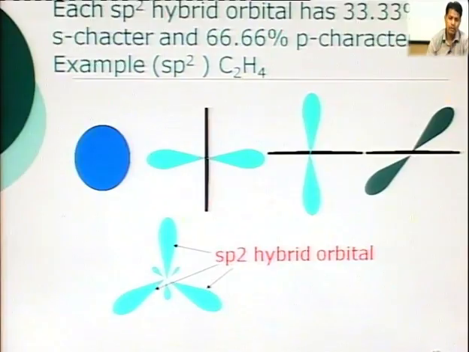The figure shown below is the sp2 hybrid orbitals. There are 3 sp2 hybrid orbitals. So, when one s and 2 p orbitals are intermixing, the third p orbital is unhybridized. This is not taking part in hybridization. This is the unhybrid orbital. So, the intermixed orbitals are one s and 2 p, and the shape is trigonal planar.